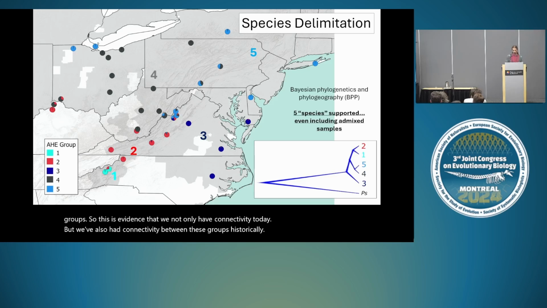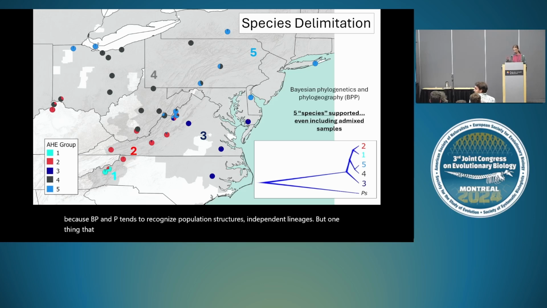Now, finally, we wanted to look at this in a species delimitation framework to just understand what kind of evidence we have for multiple species. So when we use the program BP&P, we always got evidence for having 5 species in the data set, which is not super surprising because BP&P tends to recognize population structure as independent lineages. But one thing that is somewhat striking is that this analysis included our admixed samples at contact zones, so that didn't seem to reduce support for having multiple species according to BP&P.